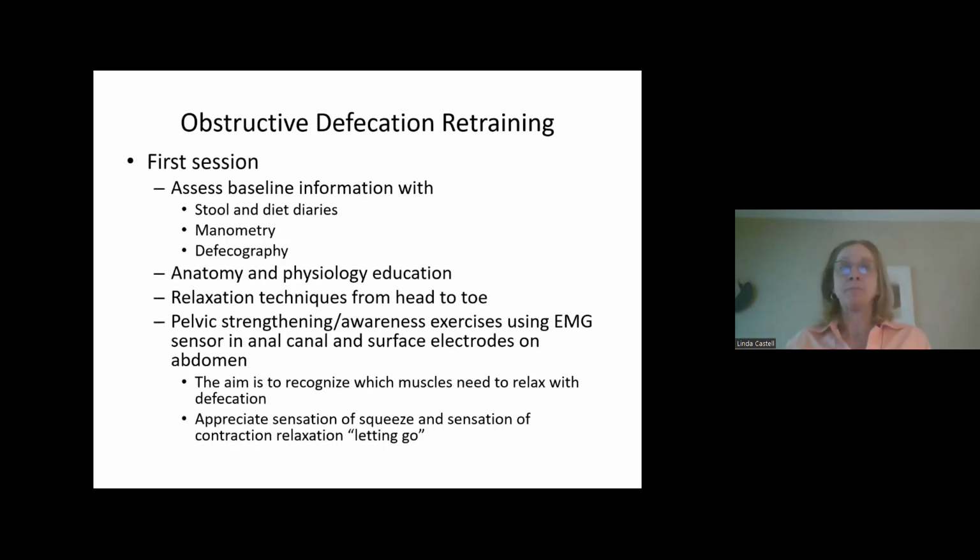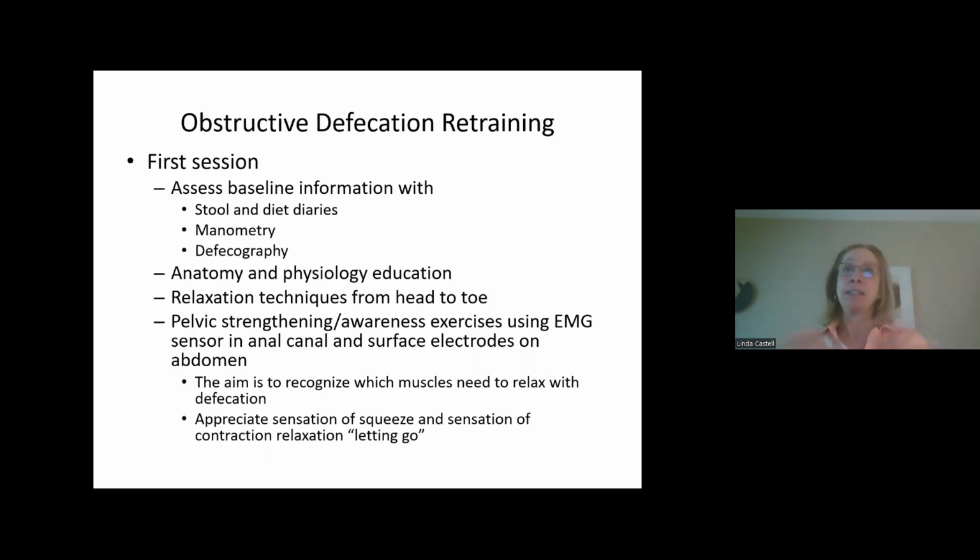Okay, so our first session, we're going to do a baseline. Hopefully you can get some of these diaries to your patients before their first session. We're going to have them do a week of stool and diet diaries. They probably had a manometry study, and they may have had some defecography studies. We're going to look at all of our baseline information to find out what's defective. Why are they unable to pass stool? Why are they pushing excessively? Why are they having all these symptoms?